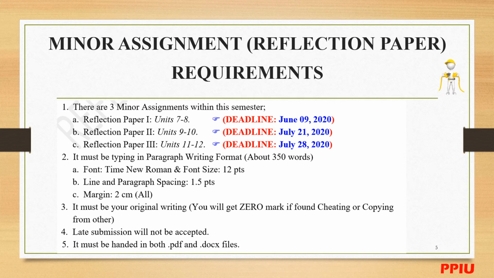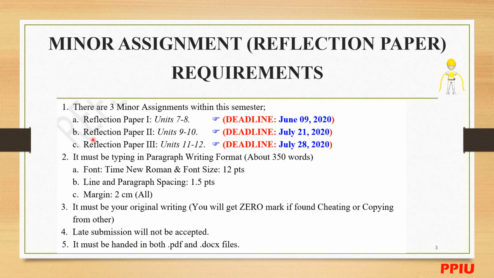Okay, minor assignment or reflection paper requirement. Number 1, there are 3 minor assignments within this semester. The first minor assignment is reflection paper number 1, which will reflect on unit 7 and unit 8. Here you can see the deadline, and I'm going to set it in Google Classroom so that it will alert you when you need to submit your first reflection paper, right?